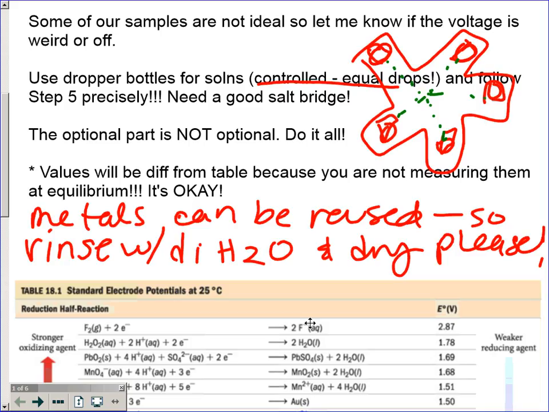Alright, once you get M4 liquid on there, raise your hand and I will bring you M4 metal. We need to put 3 drops on this.